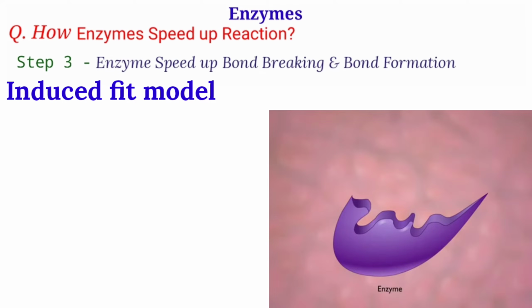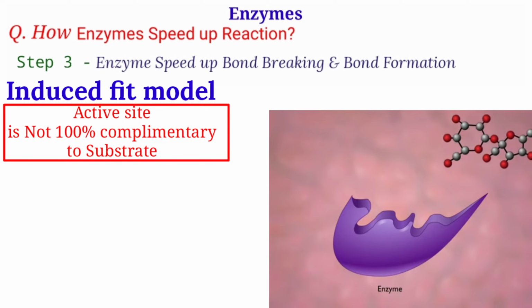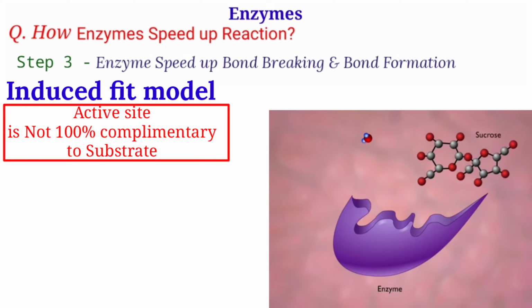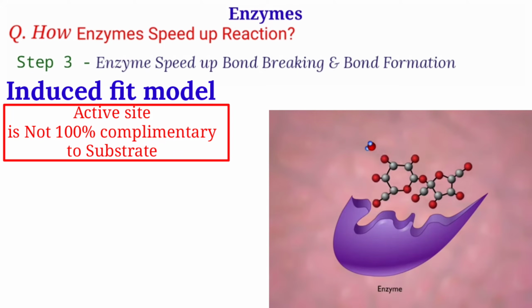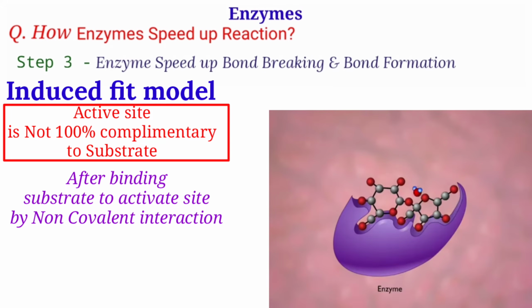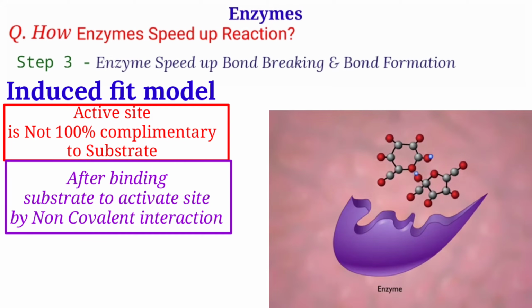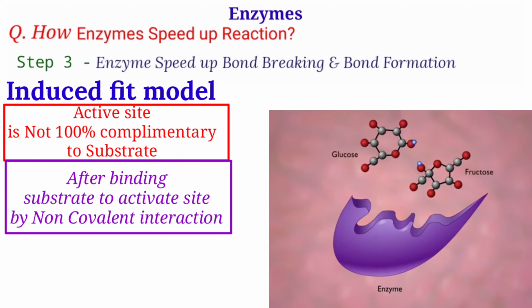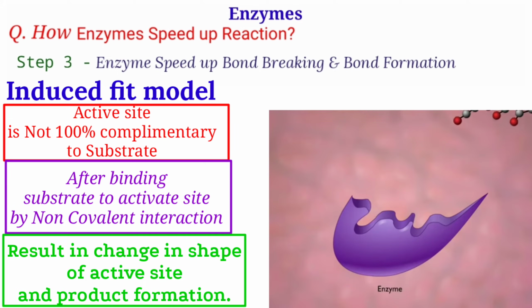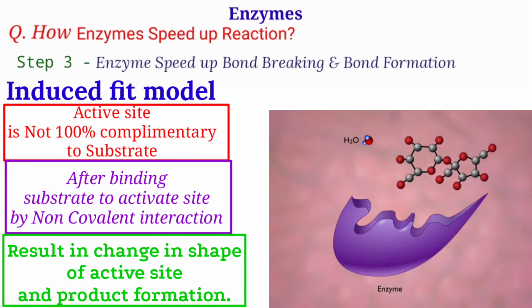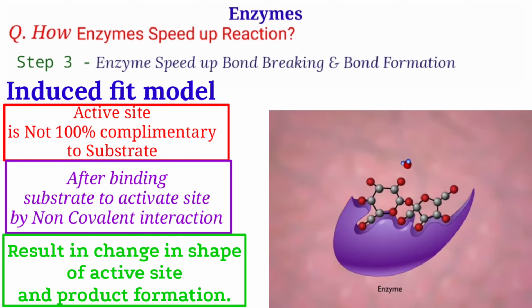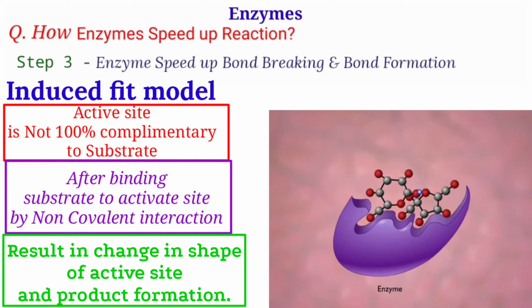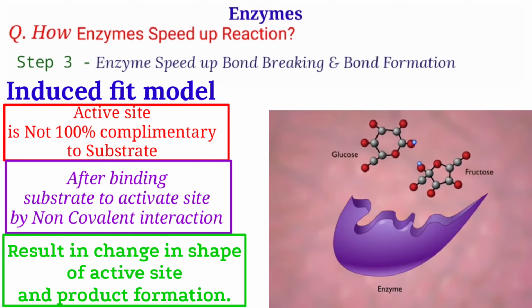So in the induced fit model it is said that the active site is never 100% complementary to the substrate. Complementary means matching. So when the substrate interacts with the enzyme, after binding the substrate, the active site and substrate show non-covalent interactions, and the non-covalent interactions result in a change in the shape of the active site of that enzyme, which is the main reason for product formation in the active site. Once product formation takes place, the active site comes back to its original position.